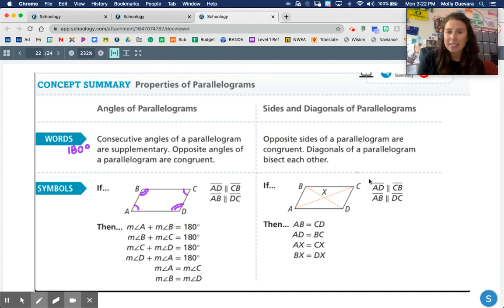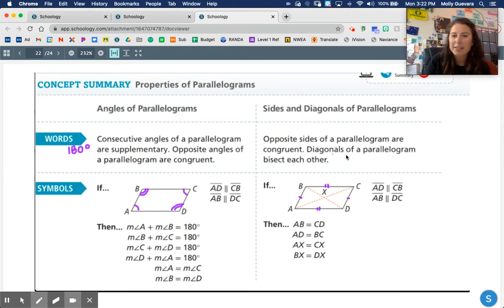Now let's look at the sides and diagonals of a parallelogram. Opposite sides of a parallelogram are congruent. That means that side AB and side CD are the same. AB is equal to CD. Also, that means that AD is equal to BC, right? So that length is the same, which is written right here. So opposite sides are not only parallel, but they are also congruent.